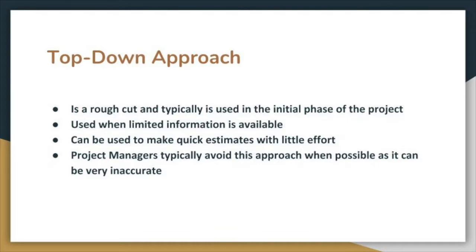You use the top-down approach when you have limited information about the project that you are considering. It's usually a preliminary step. It kind of gives you a rough cut of the project cost and time needed. You can make quick estimates using this approach with little effort, and typically though project managers avoid this estimating approach because it can be very inaccurate.